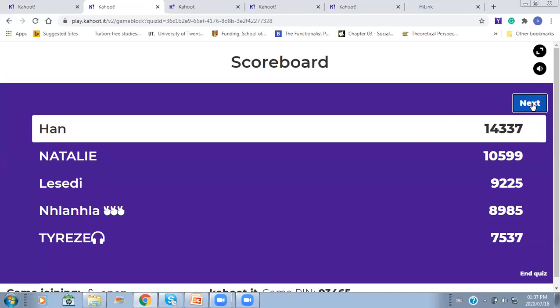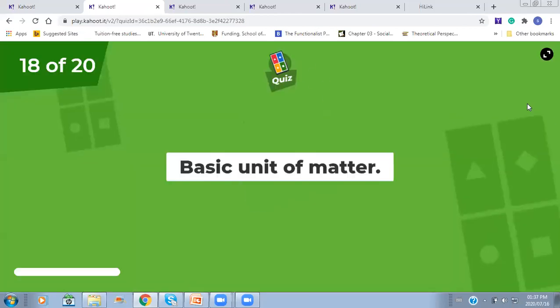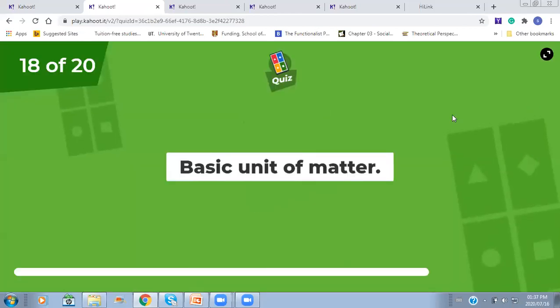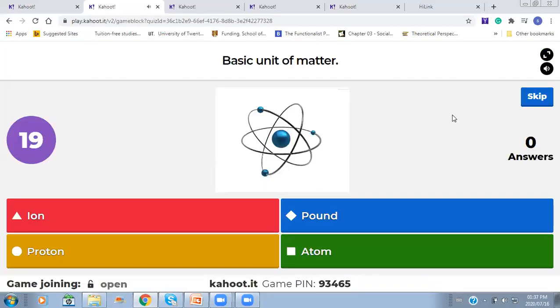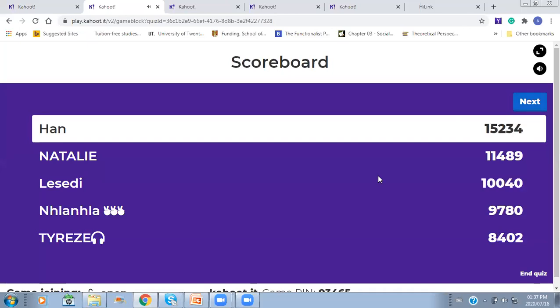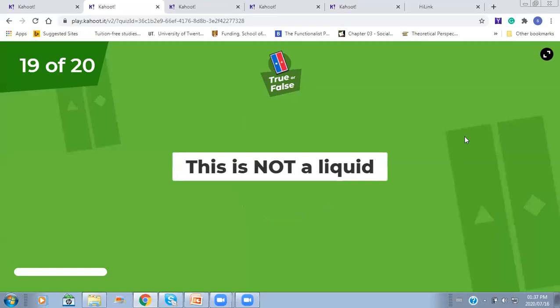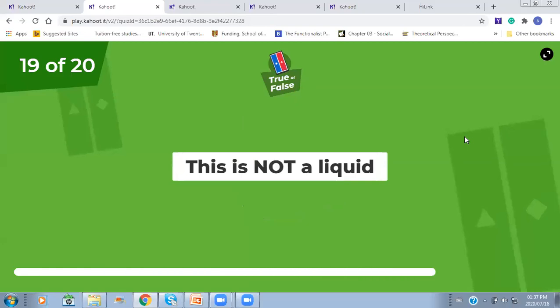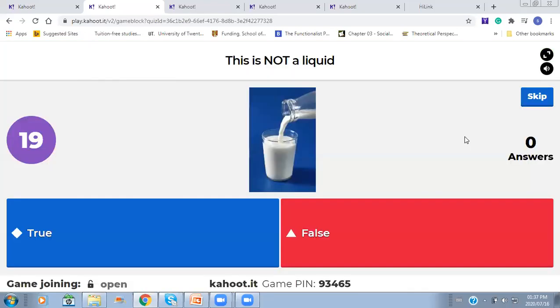Next, basic unit of matter. Basic unit of matter. Atom. That's fantastic. Let's go on. Oh, that's nice. I love what I'm seeing. Last but not the least, this is not a liquid, true or false?